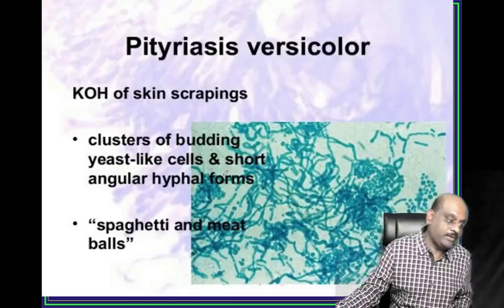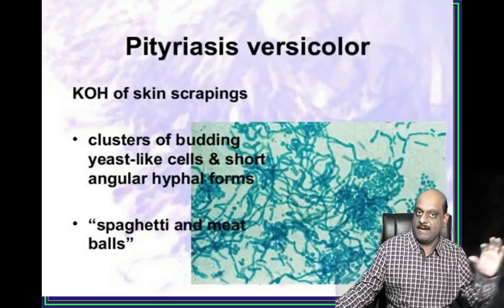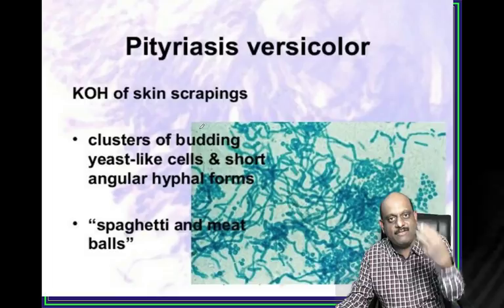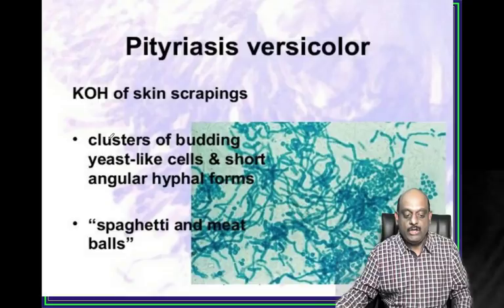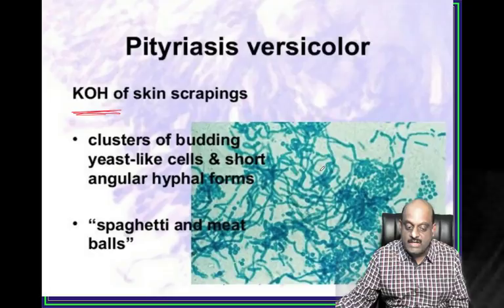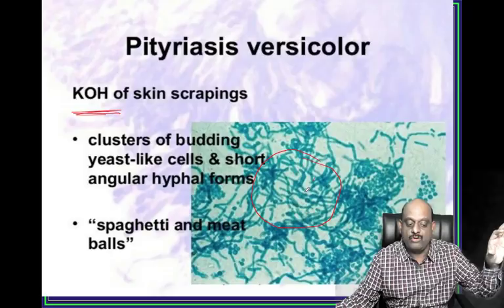Ab aagaya Italian spaghetti meatball appearance. Google images mein zara dekho, spaghetti meatball kaisa dikhta hai when you order Italian food, right? That noodles and spaghetti meatball. So KOH skin scraping mein, there will be clusters of budding yeast like cells and short angular hyphal forms, which is typically seen in pityriasis versicolor.